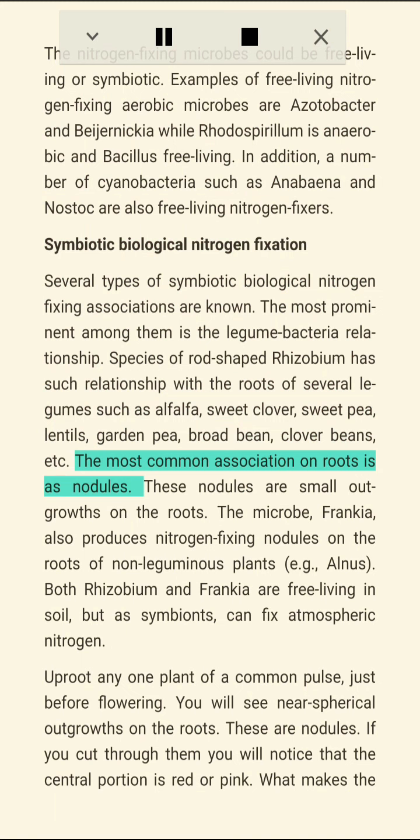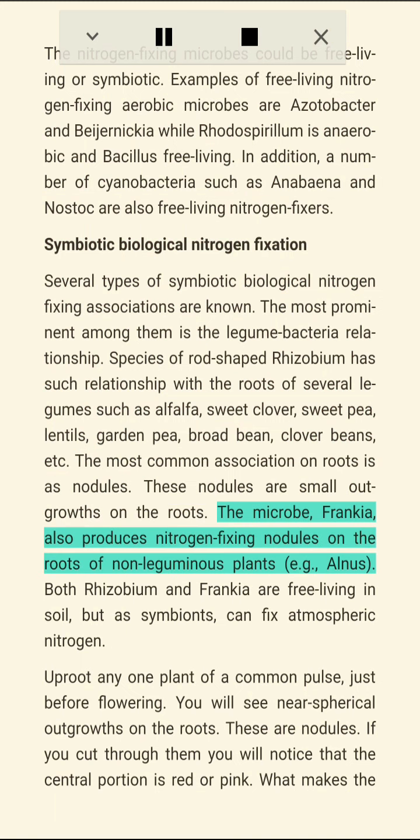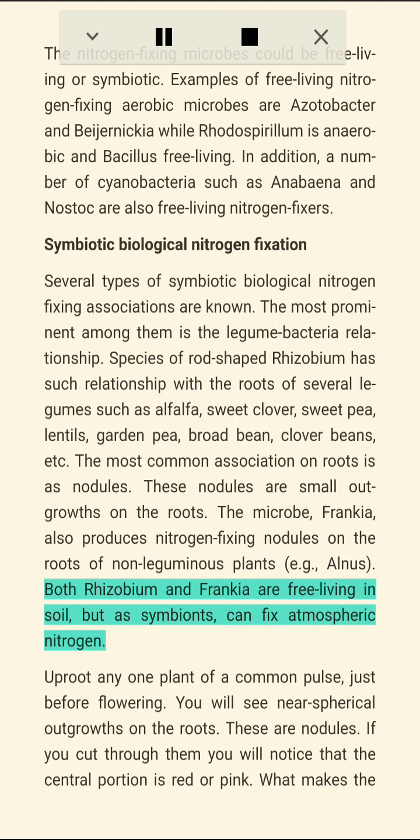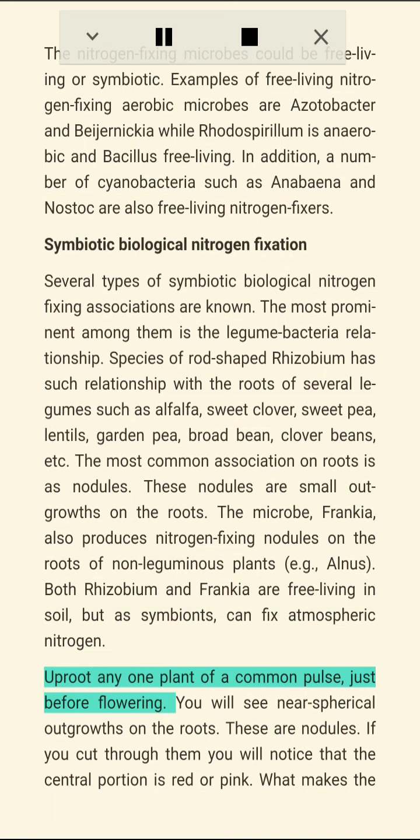The most common association on roots is nodules. These nodules are small outgrowths on the roots. The microbe Frankia also produces nitrogen-fixing nodules on the roots of non-leguminous plants, e.g., Alnus. Both Rhizobium and Frankia are free-living in soil, but as symbionts can fix atmospheric nitrogen.